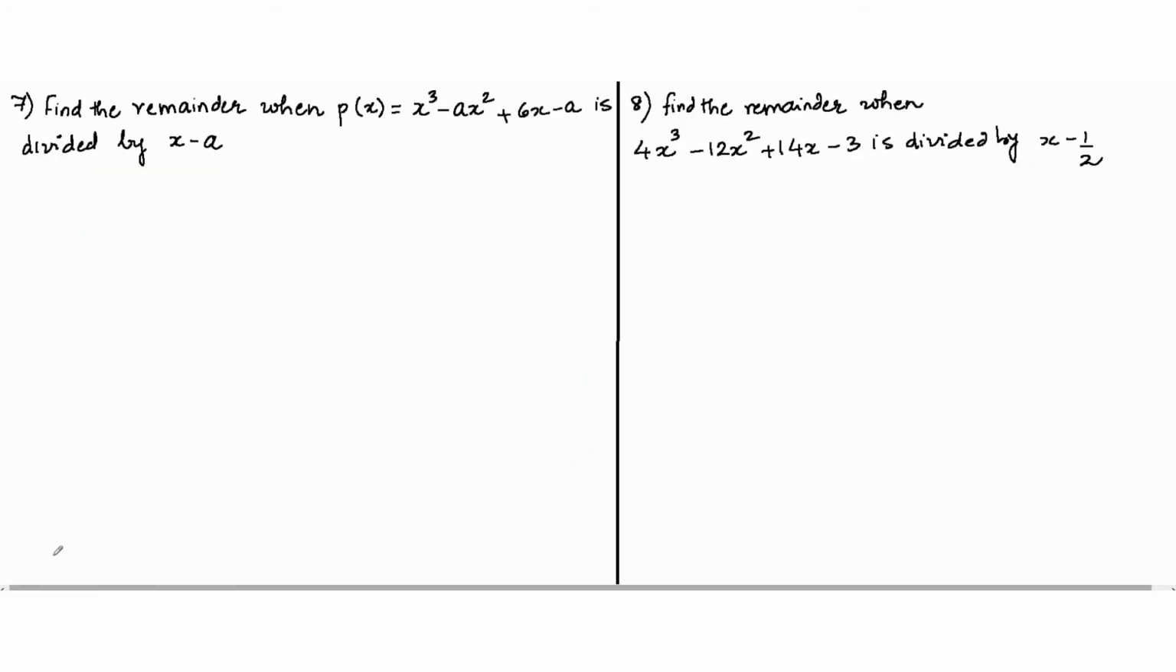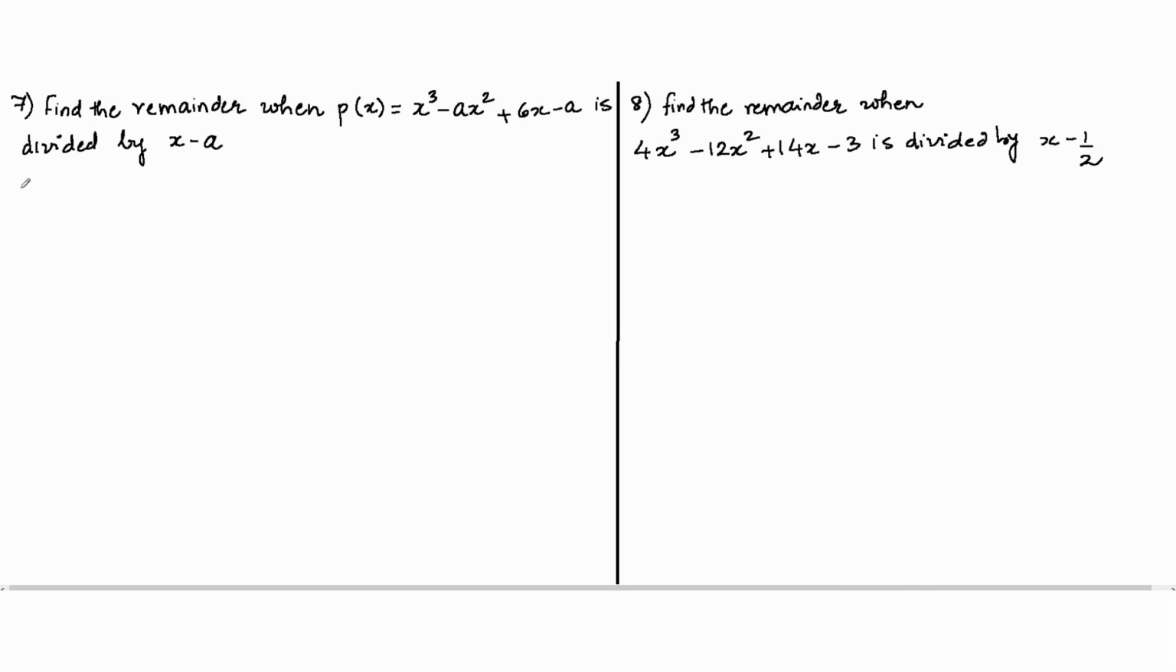Okay, let's consider these two questions now. Find the remainder when p of x equals x cube minus ax square plus 6x minus a is divided by x minus a. And the next question reads, find the remainder when 4x cube minus 12x square plus 14x minus 3 is divided by x minus half.